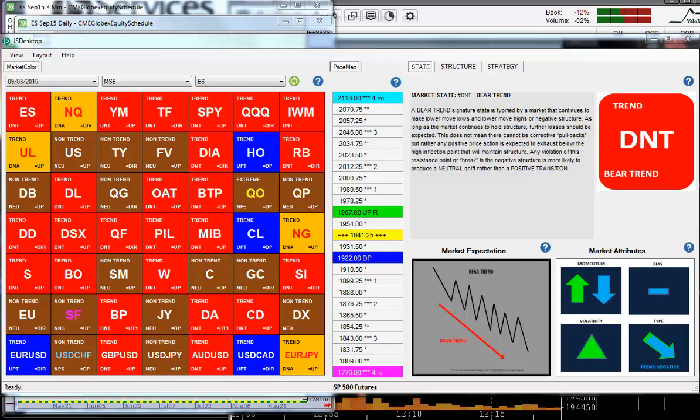Hello. I'm going to go over a practical application of using the JSDesktop. Today's September 3rd, 2015. I'm going to take a look at the S&P.